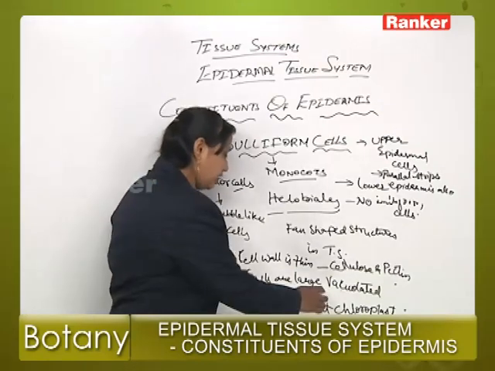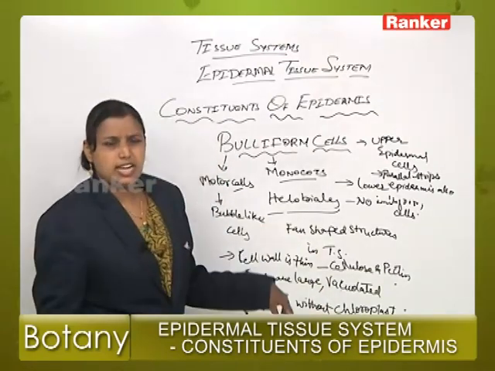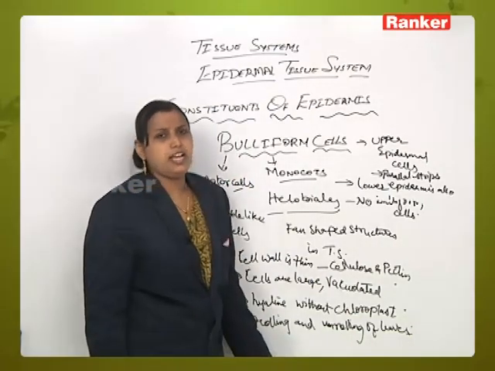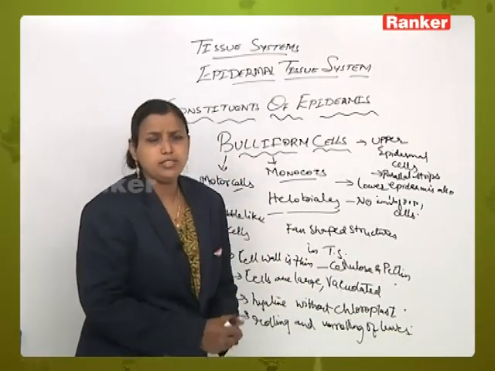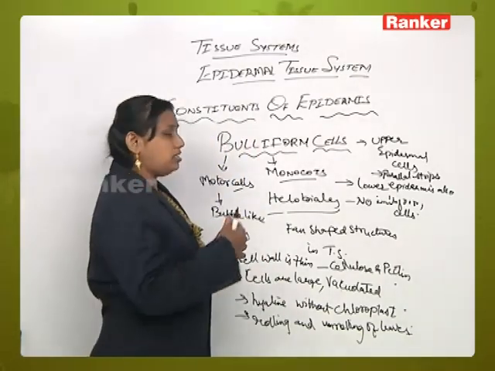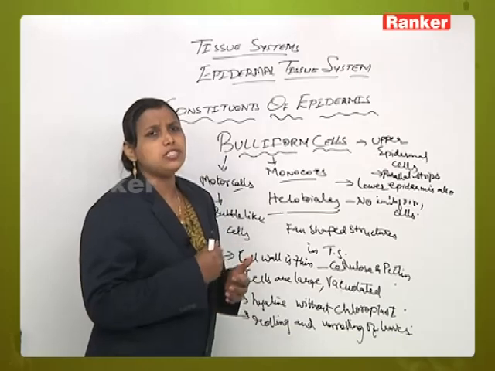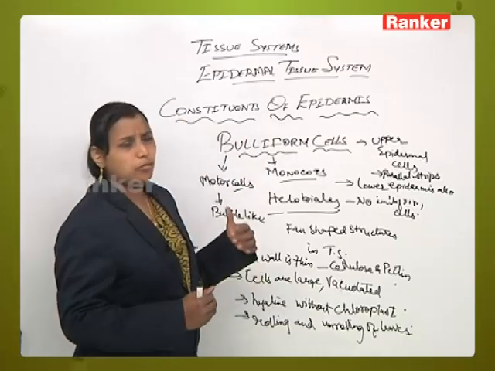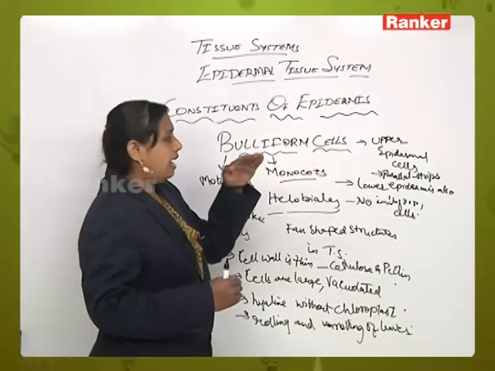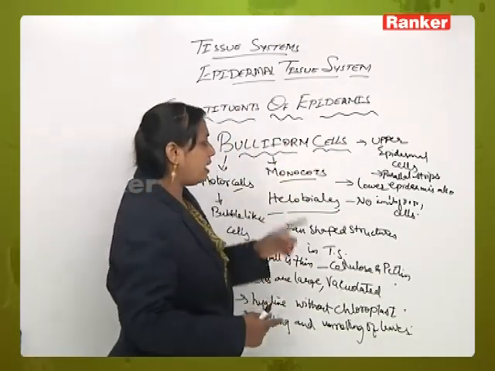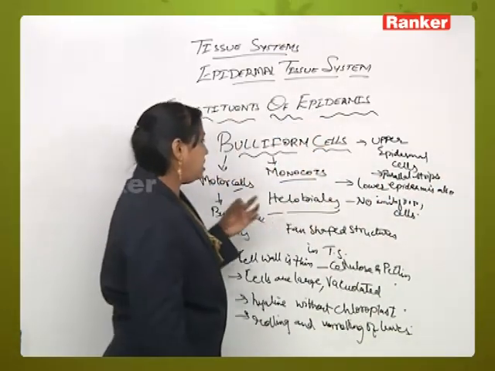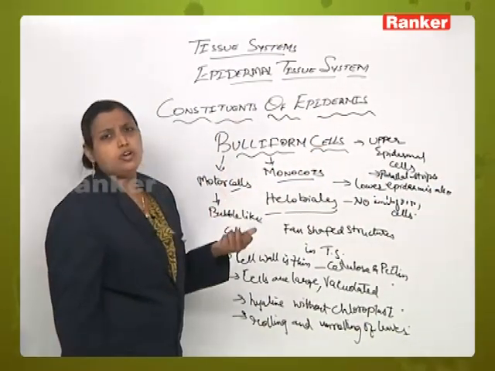Cells are large and vacuolated. These are hyaline in nature without chloroplast, and this is majorly helpful in the rolling and unrolling of the leaves because of the changes in the turgor pressure of the leaves. Normally, where do you see the occurrence of bulliform cells? Majorly on the upper epidermal cells, in the form of parallel strips alternating with the veins, and in some plants they may also occur in the lower epidermis.